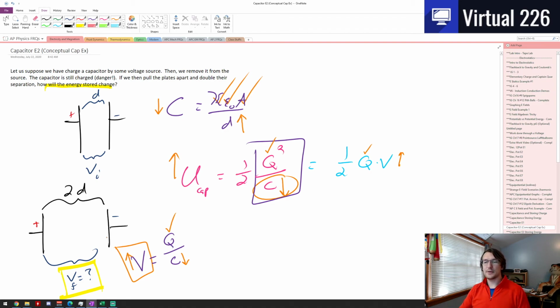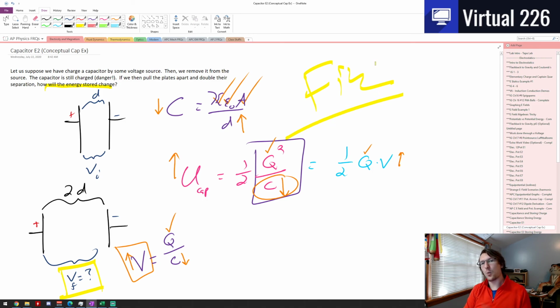And it makes sense because these plates are attracted to each other. As we pull them apart, we've put work into this system. And if we're putting work into the system, we're storing energy there by moving the plates apart. They want to come back together if possible. And that's how we see this potential energy increases. So with that, this is finished.